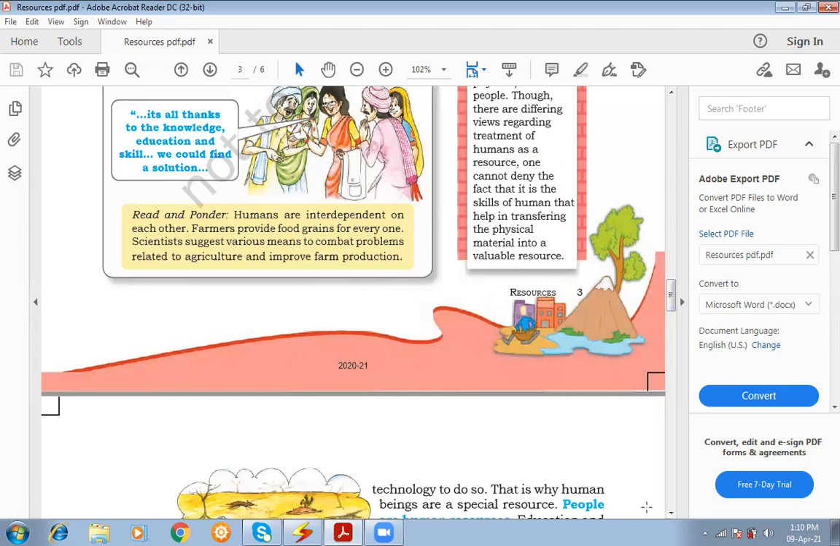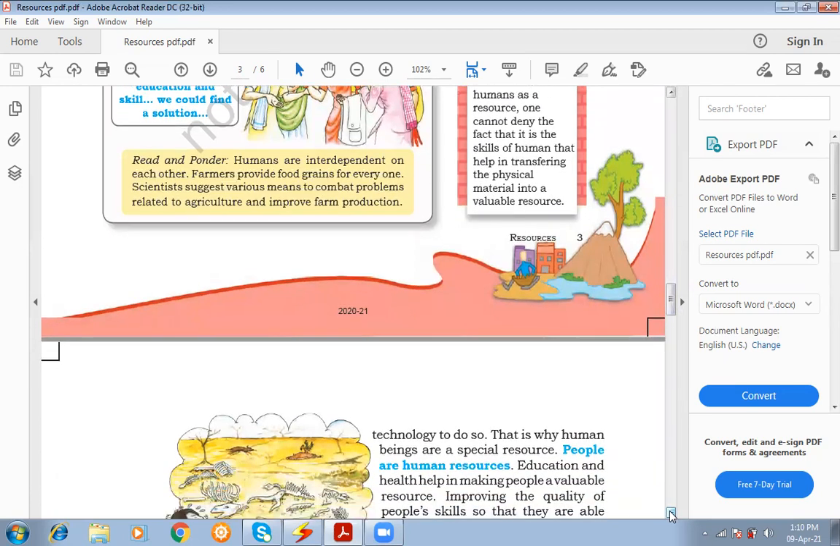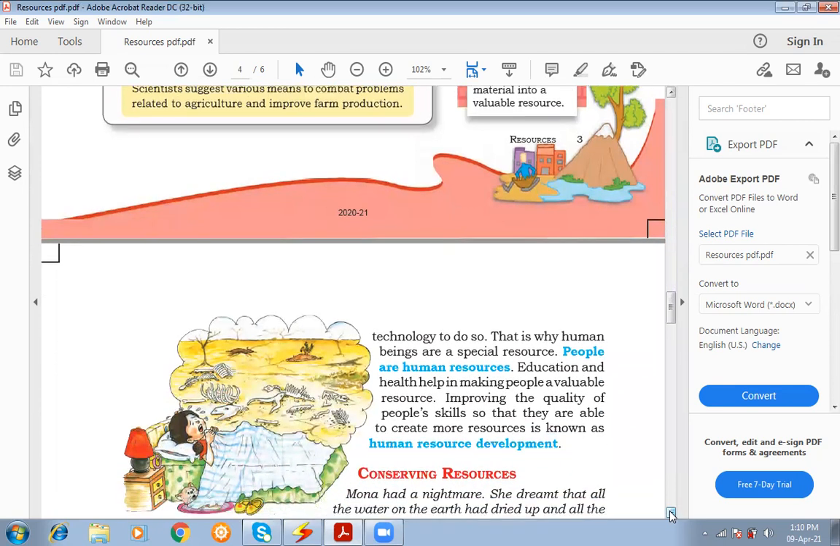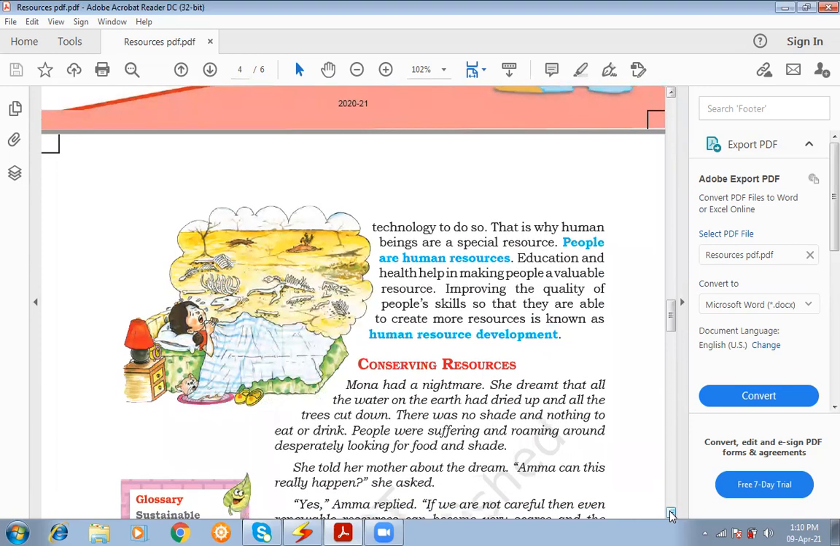So what all is required? We require knowledge, skills, and technology. So that is why human beings are a special resource. Why are we a special resource? Because we have brains and we can do anything. So that's why we say that we are the most gifted beings in this universe, because we have brains to do something. We can convert non-usable things into usable things. So people are human resources. Education and health help in making people a valuable resource. I told you, education is a very important factor. If people are educated, then only they can be skillful.